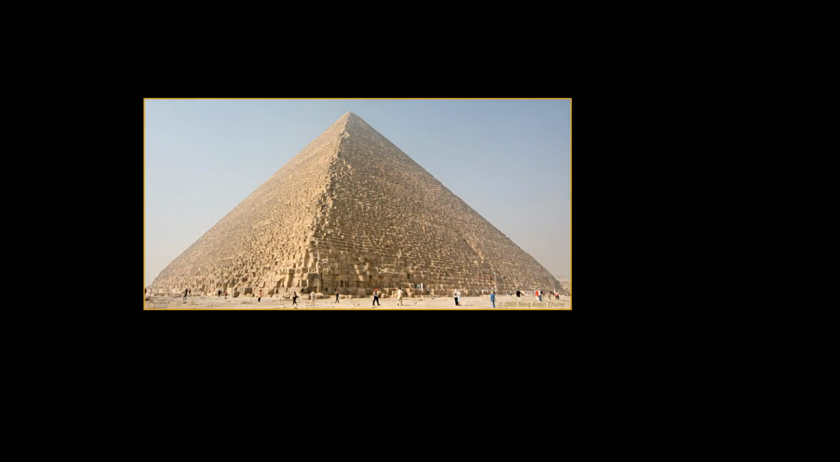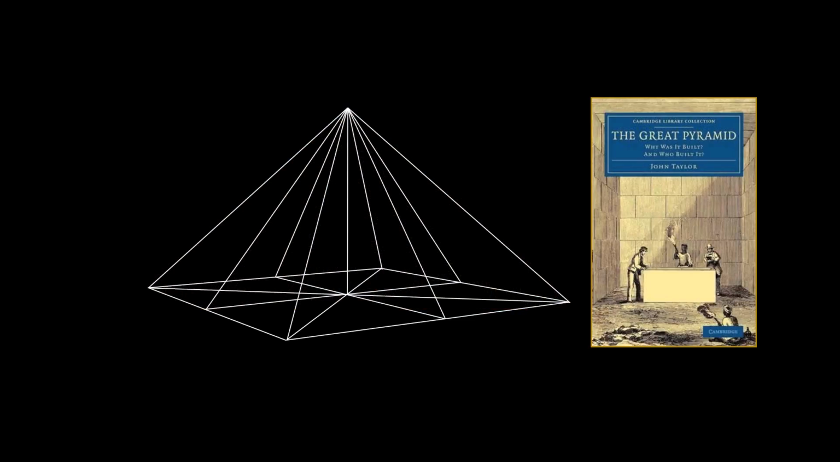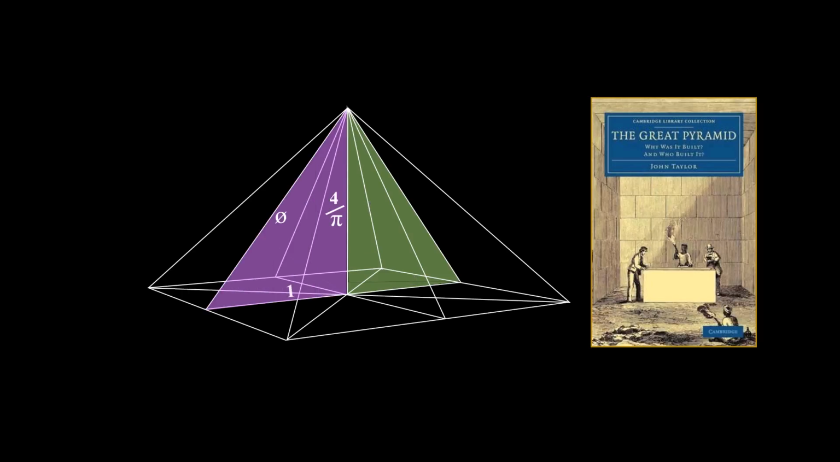In 1859, John Taylor published The Great Pyramid. Why was it built? And who built it? He was the first person to notice that the very simple 14:11 ratio inherent in the basic proportions of the pyramid revealed to an extraordinary degree of accuracy pi and phi.